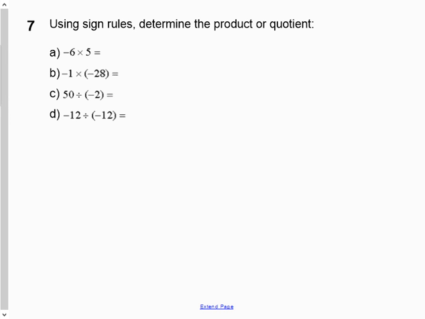Question 7, using sign rules determine the product. So without even doing the actual math, these are different signs, so my answer will be negative. In B, the signs are the same, so my answer will be positive. In C, the signs are different, so my answer will be negative. And in D, the signs are the same, so my answer will be positive. Now I go back and simply do the products and quotients. 6 times 5 is 30, so my answer is negative 30. Positive 28, negative 25, and finally 12 divided by 12 is 1, so a positive 1.